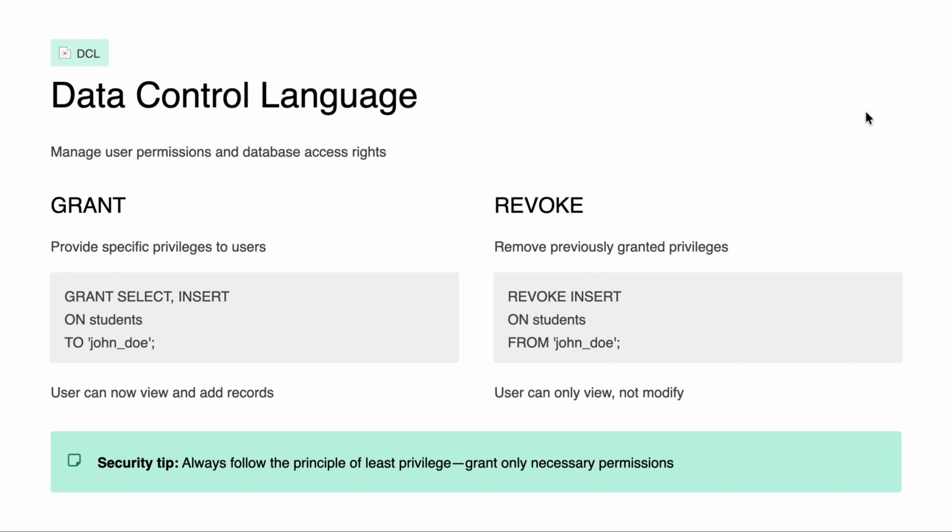So always follow least privilege, give only required permissions. If you want to give any permissions, it should be minimal, not giving any extra authority. You got my point, right?